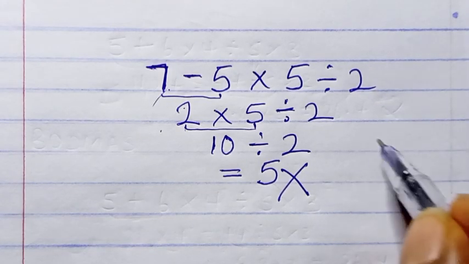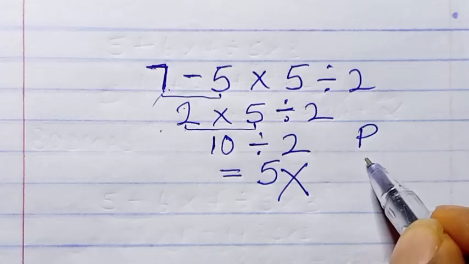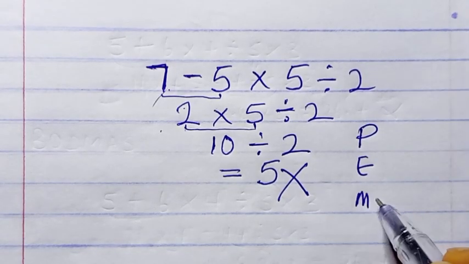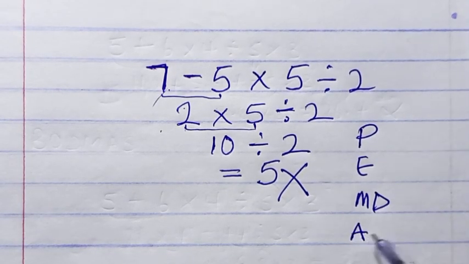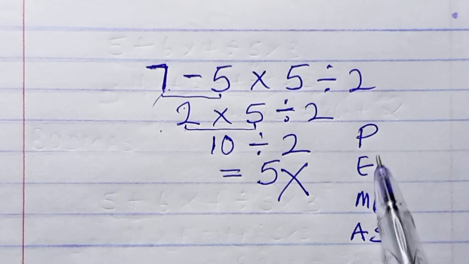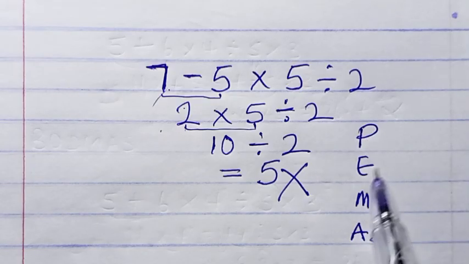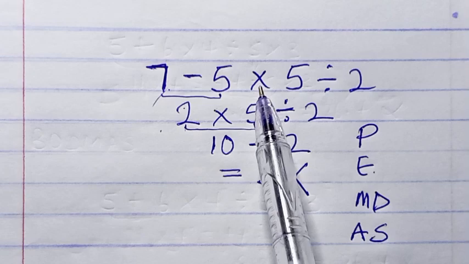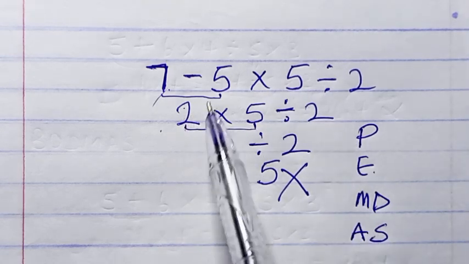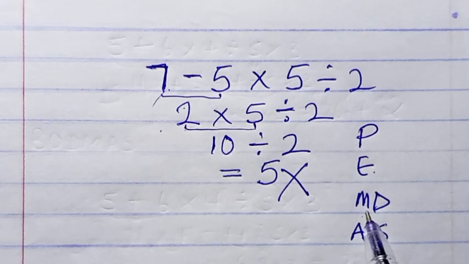According to PEMDAS, since in this question there is no exponent and no parenthesis, we have a multiplication, a division, and a subtraction. PEMDAS says we have to do multiplication first before division, followed by addition and subtraction.